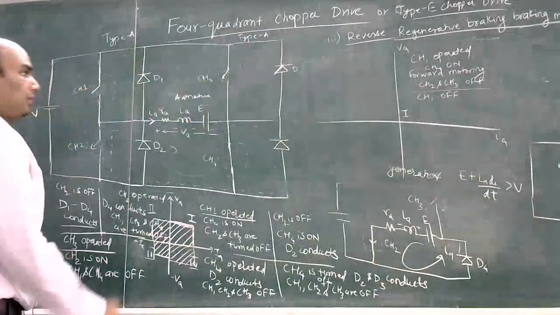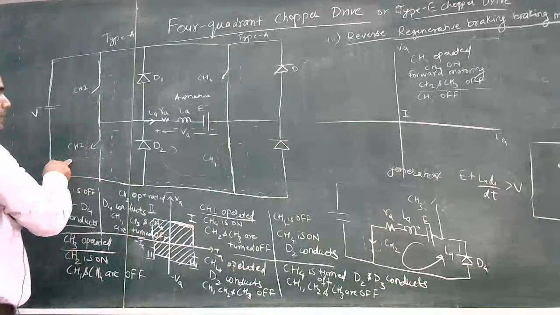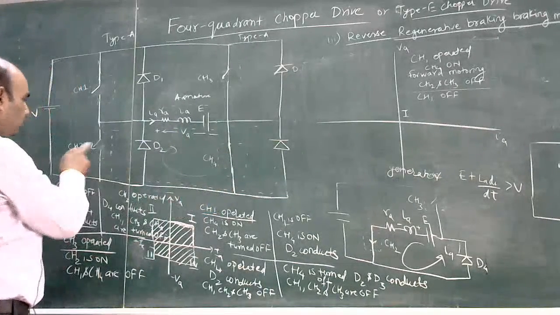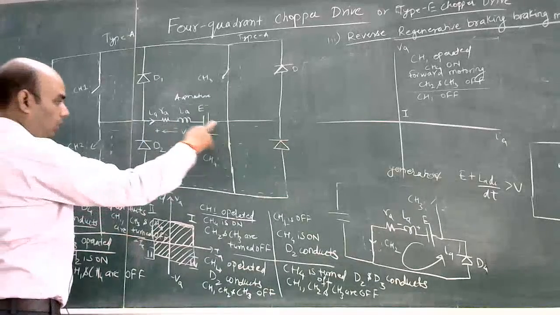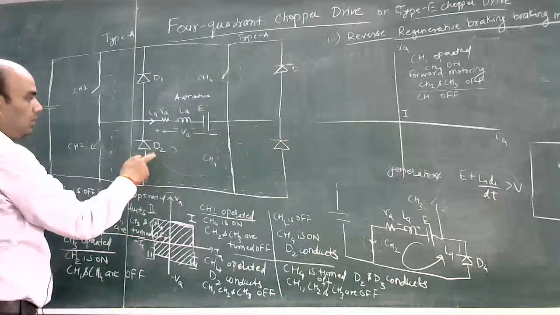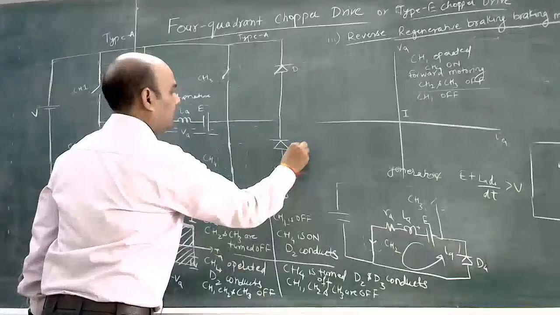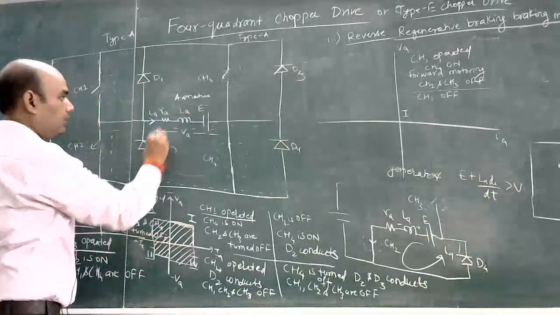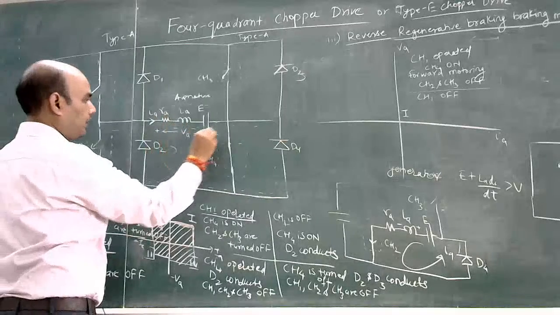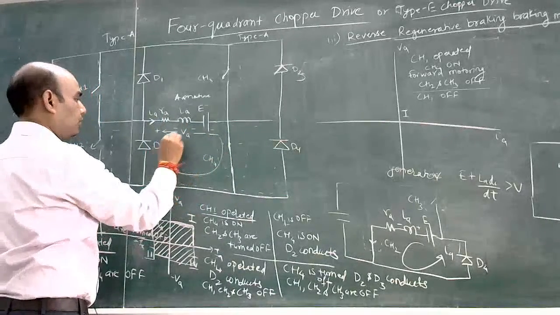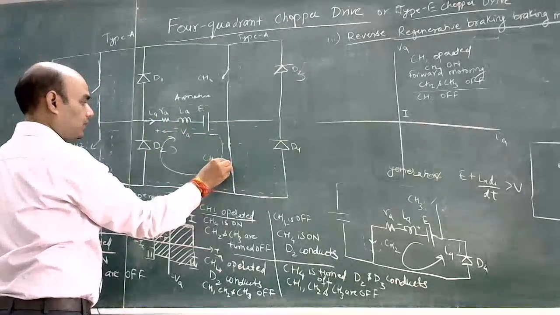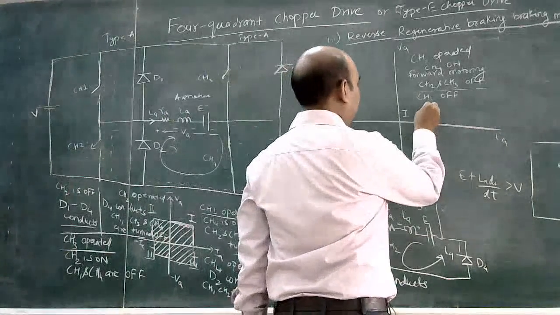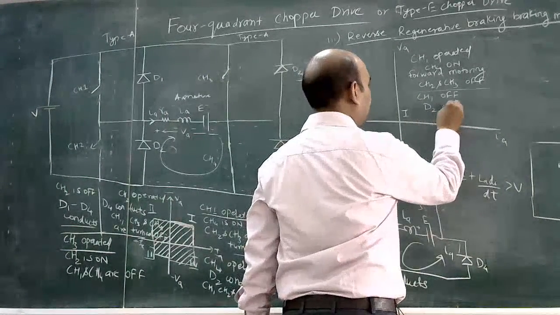So when it is disconnected from the supply and CH4 is turned on, CH2 is turned off, and the only path where current will flow is through this D. So current will flow in this circuit from CH4, D2 and this armature. Then D2 starts conducting.